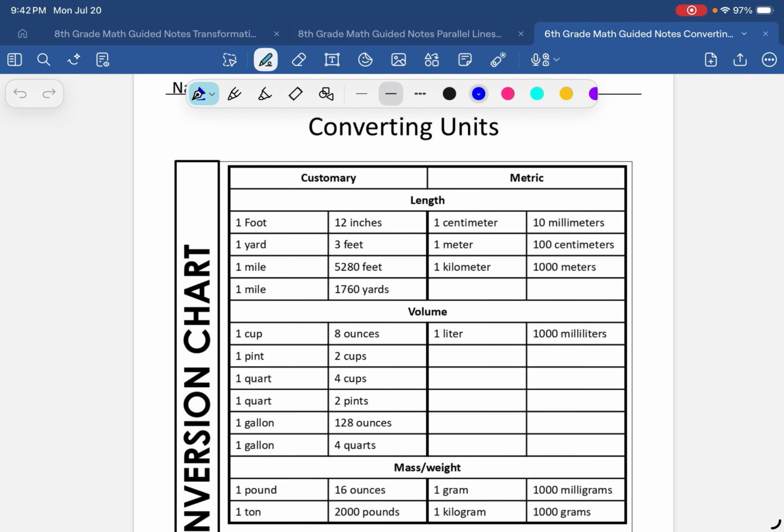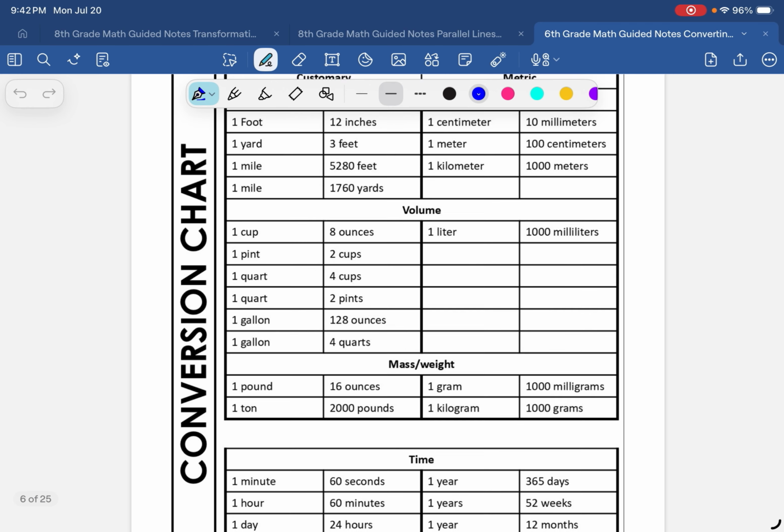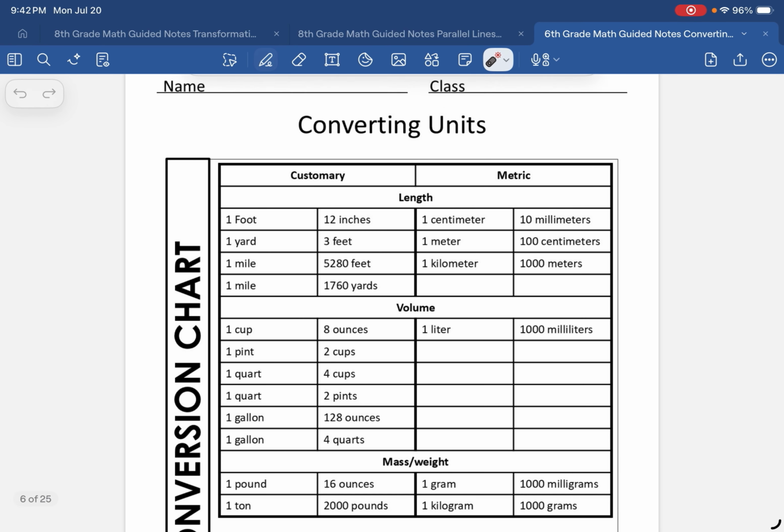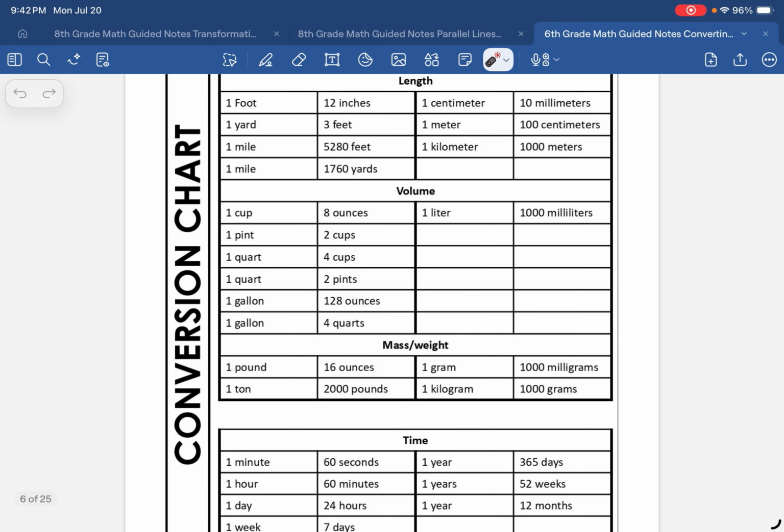Let's get started. The first page of the notes is a conversion chart. This tells you things that are equal. Some of them you may already know, like 1 foot is the same as 12 inches. You may not know that 1 quart is 4 cups. This will be used as a reference sheet if there are conversions that you need to know that you don't know.